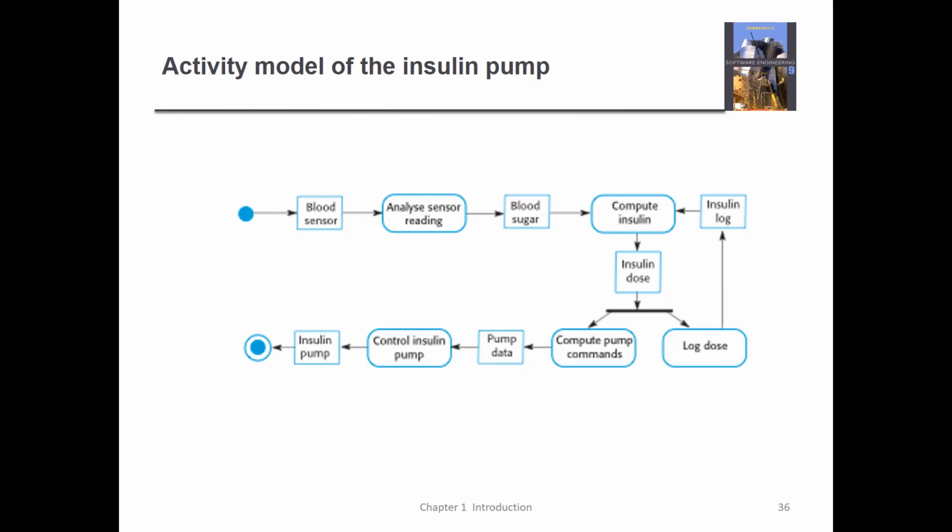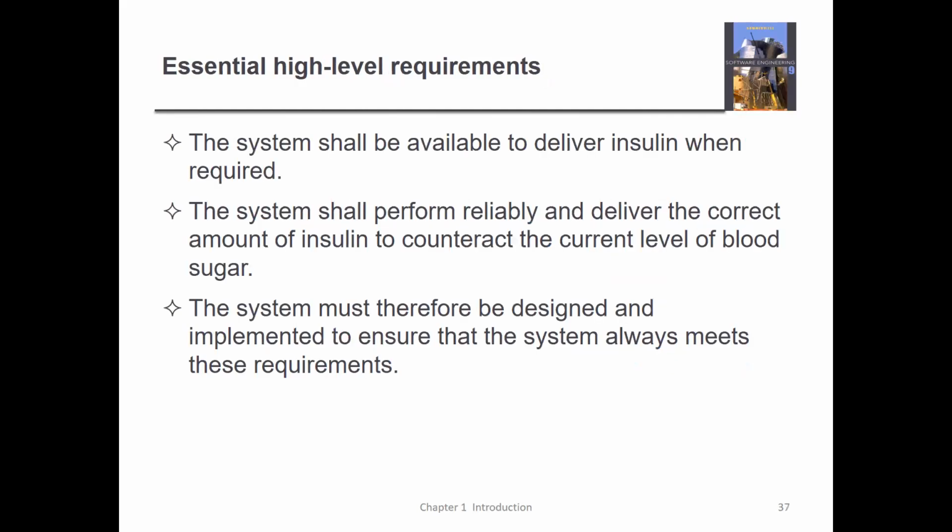When it comes to log dose, after the log dose we have the insulin logs. Once we receive these insulin logs, they connect back to compute the insulin. That circle works as a loop. Once we compute pump commands, it moves to the pump data, and then it controls the insulin pump. Okay, so that's how the activity model of the insulin pump works.